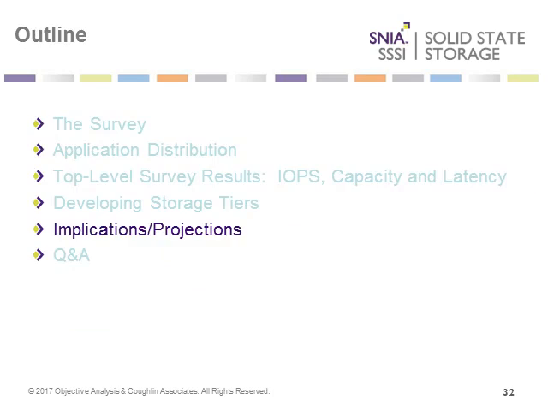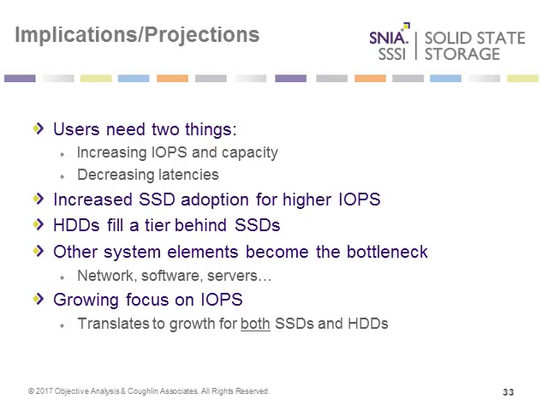Now we move over to the implications and projections we can draw from all of this data from our survey. We found that users who responded to our survey need two things. They need IOPS, and an increasing number of IOPS, as we showed between the 2012 and 2016 numbers, and they need increasing capacity. Those are the increases they need, but they also need decreasing latencies. So everything needs to continue to get better. But this is technology that happens.